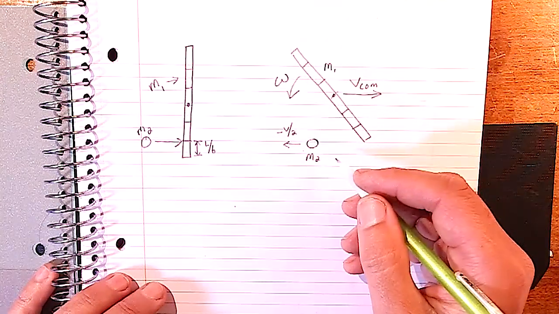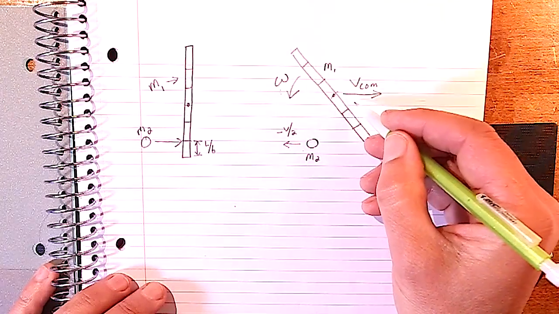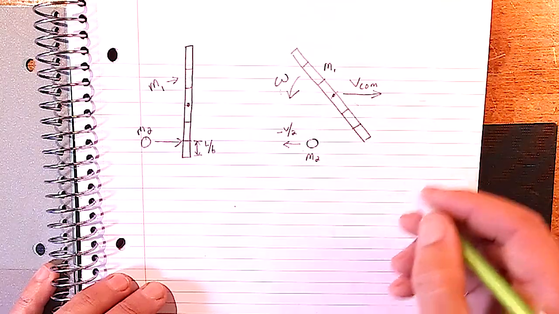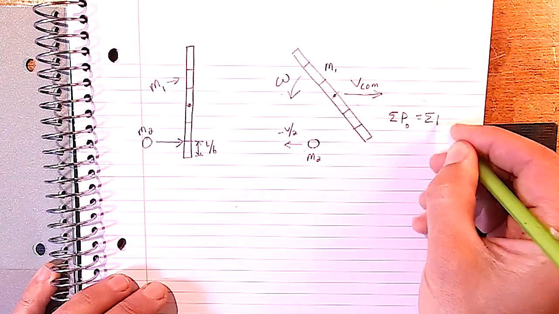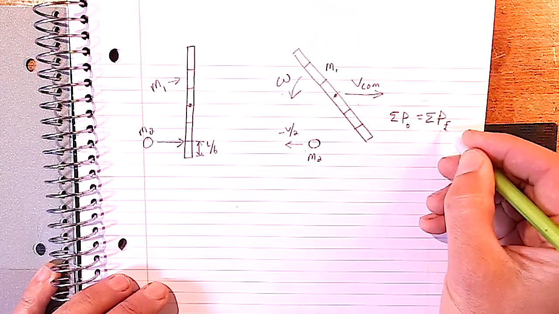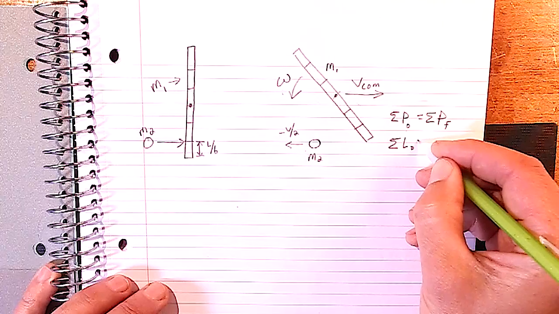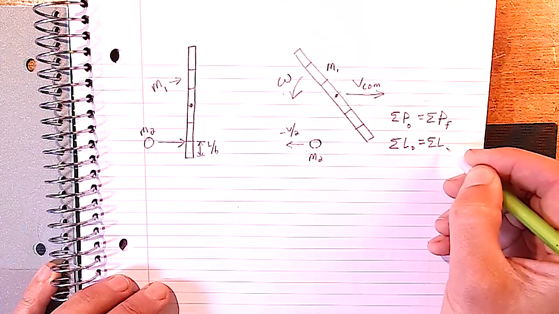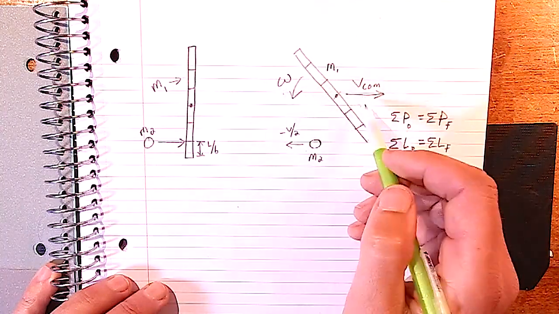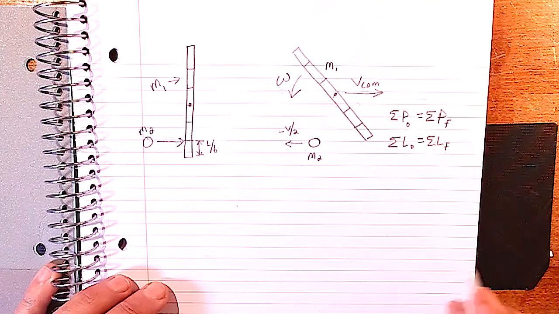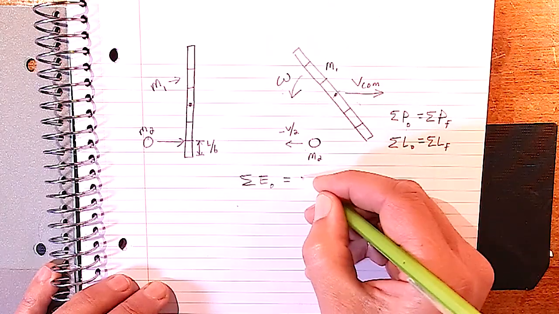And before you can do that, you have to solve for this omega and you have to solve for this VCOM. And how do you do that? Well, you do that with linear momentum conservation. Sum of linear momentum initial equals the sum of the linear momentum final. And you can do conservation of angular momentum to get omega. So you get this and you get this. And once you have these, then you can solve for the heat lost. So what does that look like? Well, we're not going to put all the numbers in, but I'll just show you how you do it.